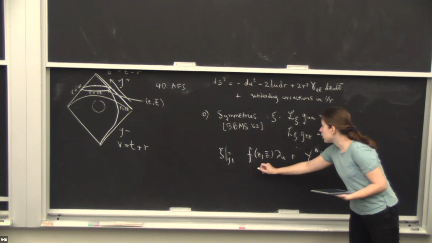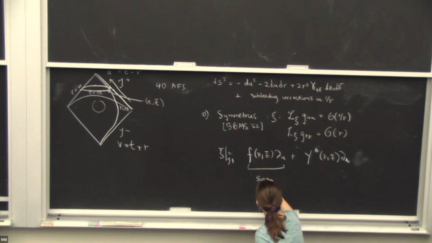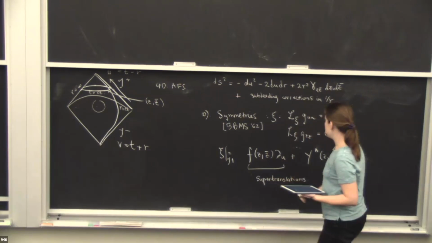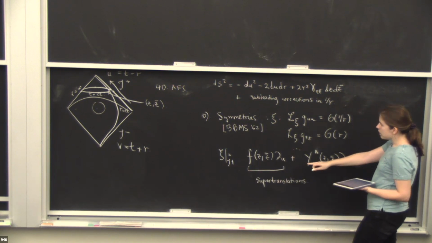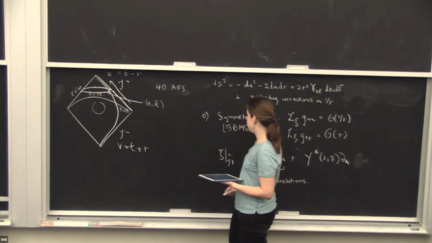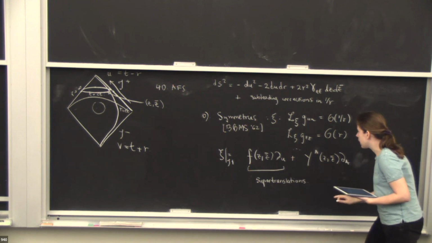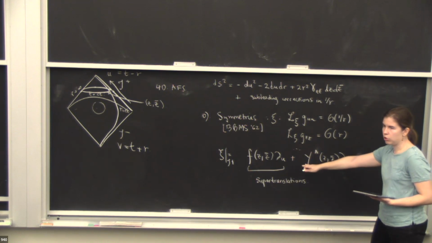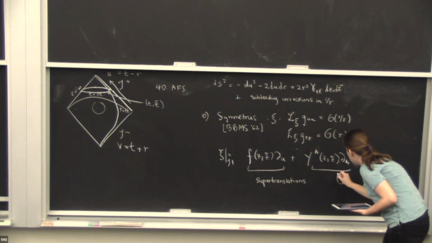What I wanted to point out is that this piece is called super translations. They are angle-dependent enhancements of translation, so they allow you to independently translate points on the sphere at infinity. So it's an infinite dimensional enhancement of just translation symmetry, which is a subgroup of Poincare.